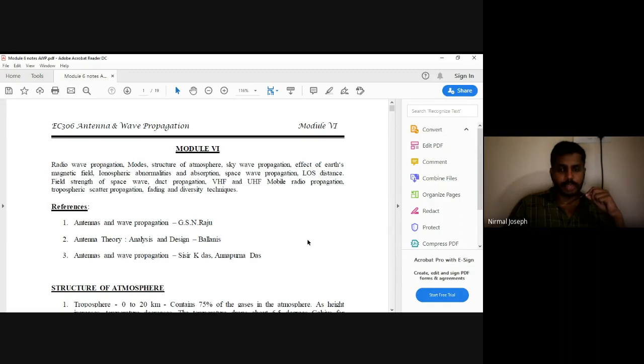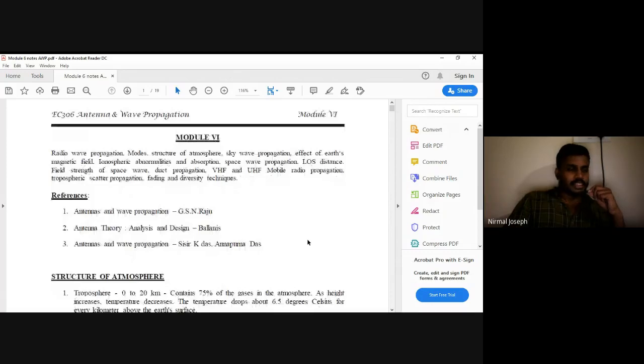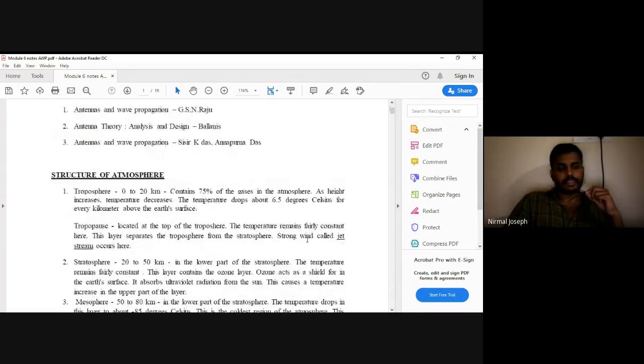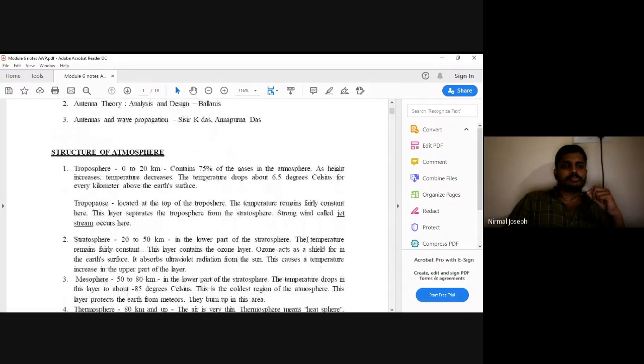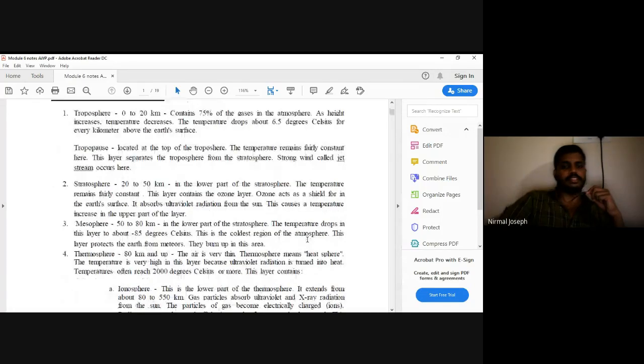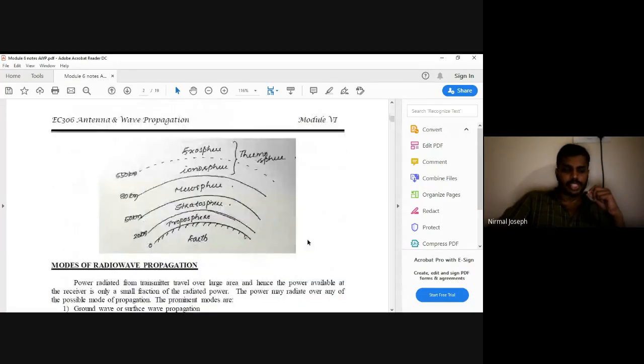Before that, since our main medium is the atmosphere in all these cases, we have to study the structure of our atmosphere. So we will see what the layers of the atmosphere are. I'll just show them. You can see the representation of the layers of the atmosphere.